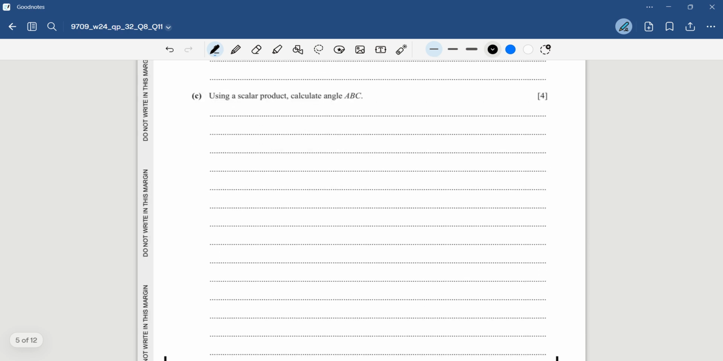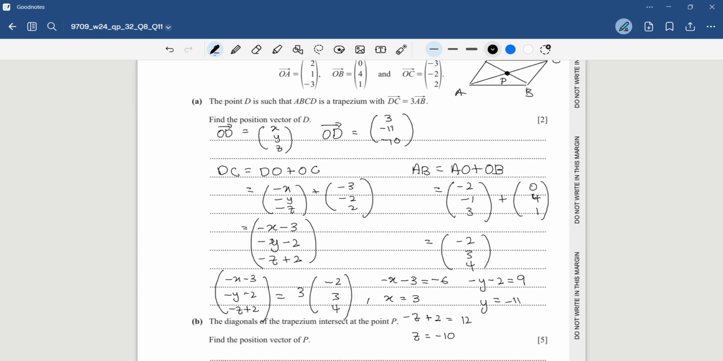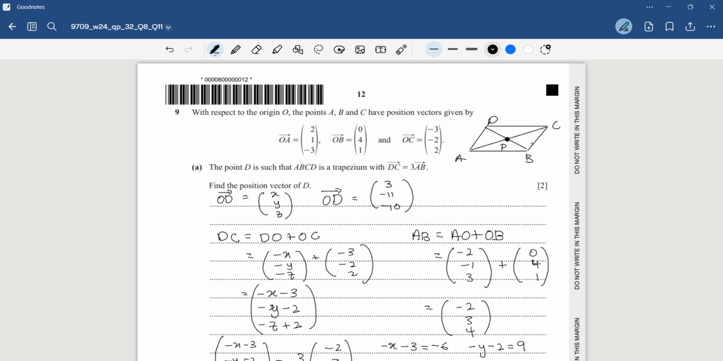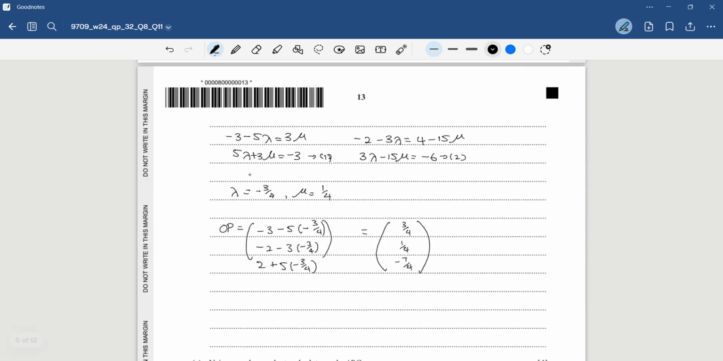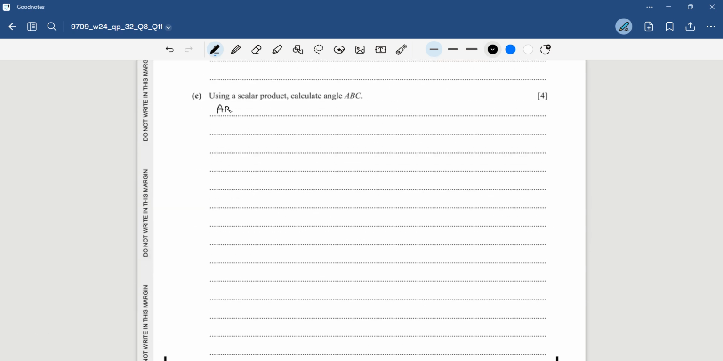Using a scalar product, calculate the angle between A, B, and C. So we go back to the diagram that we drew. A, B, C. So we are looking for this one. Here you can choose either vector direction AB, CB or BA, BC, either one. So AB, CB. We're going to use AB dot CB equal to magnitude AB times magnitude CB times cos theta.